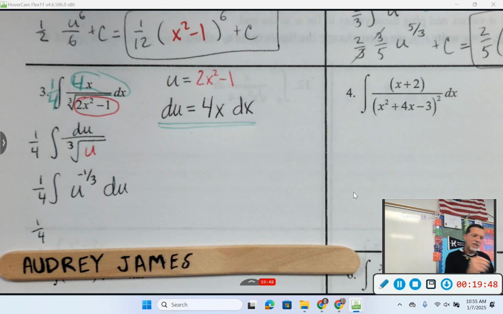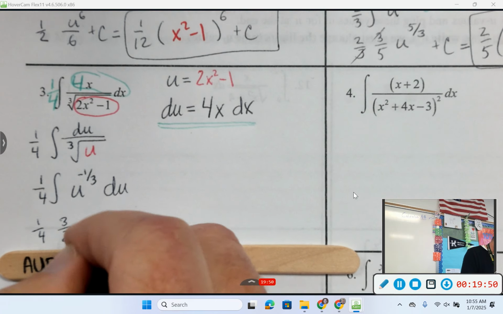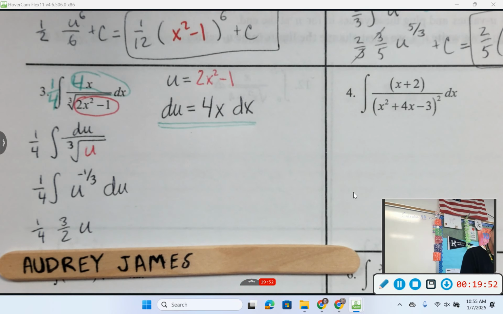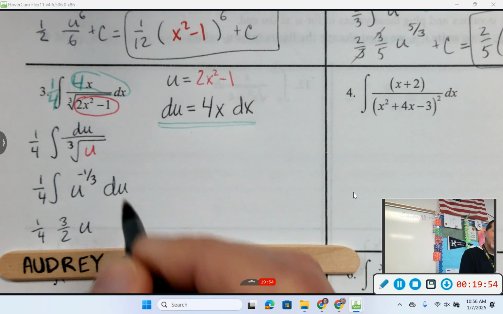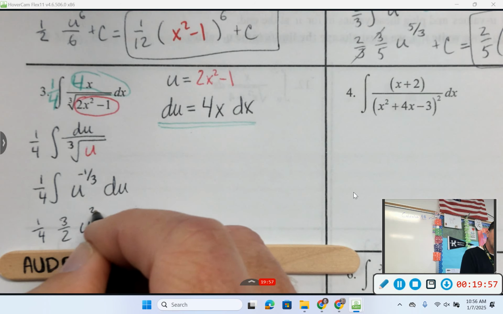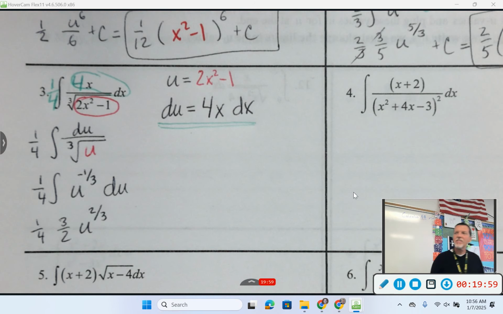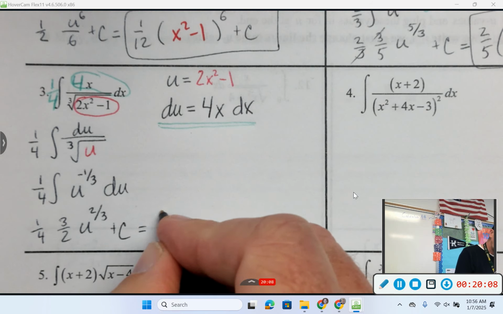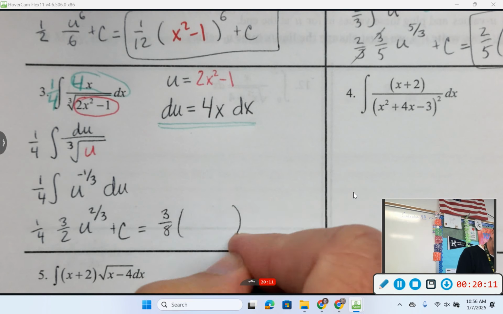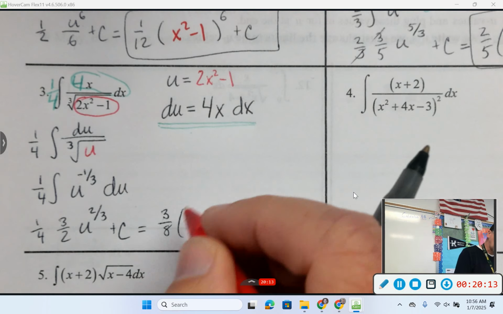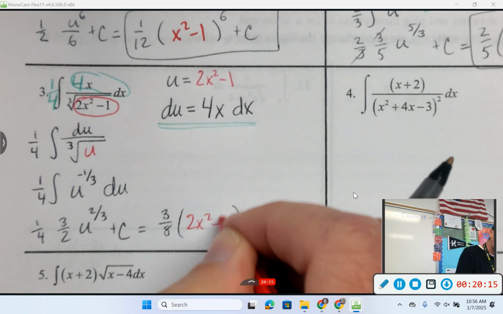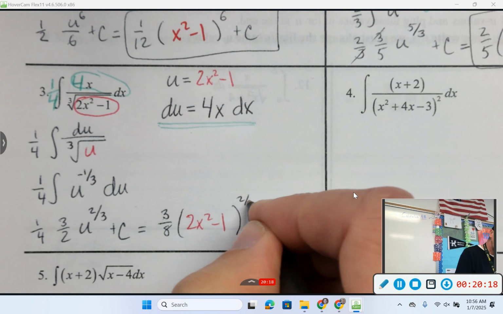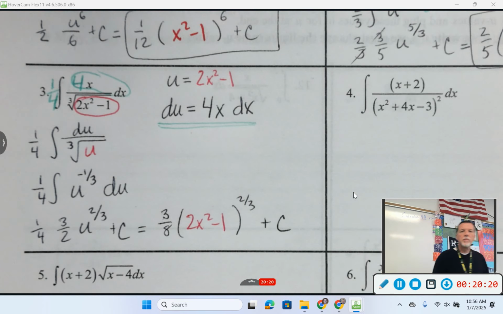Negative 2. No, you're doing it right. Increase the power by 1. It's 2/3, and divide by 2/3. That's where the 3/2 came from. Plus c, so 3/8, and then we'll put that u and x stuff back in there. 2x squared minus 1 to the 2/3 plus c.